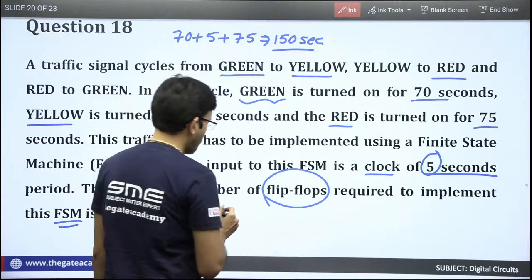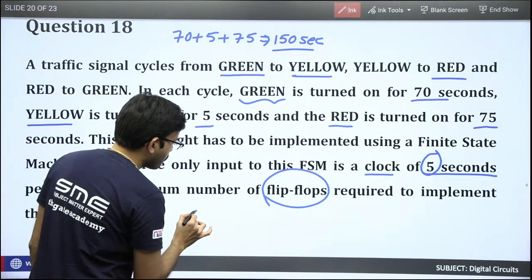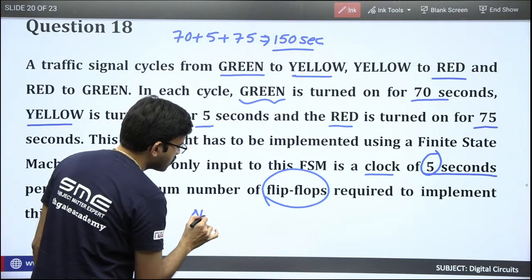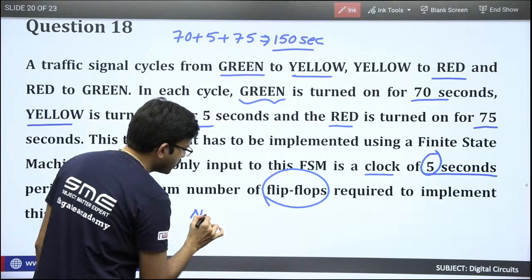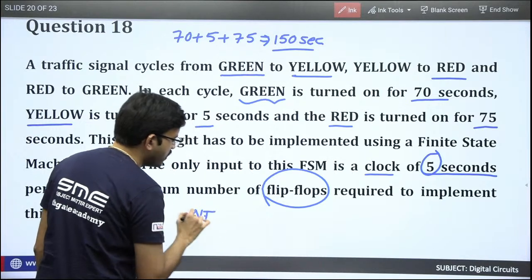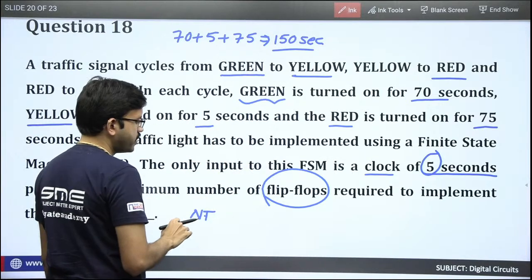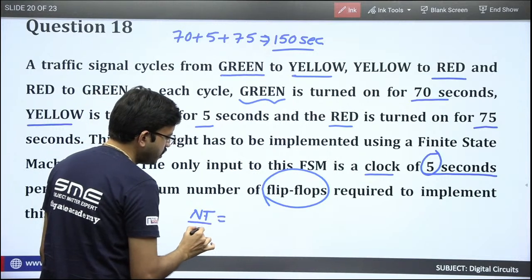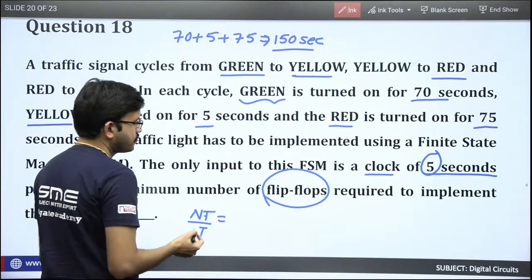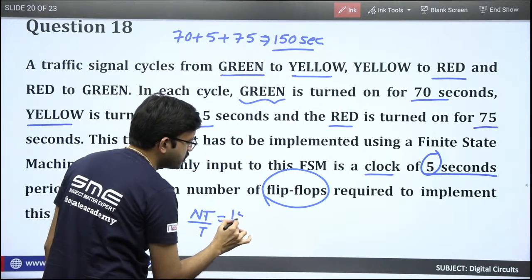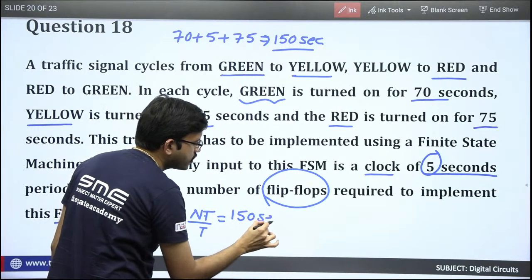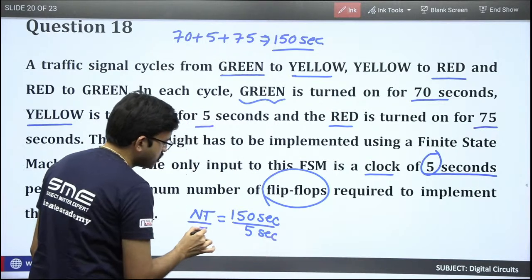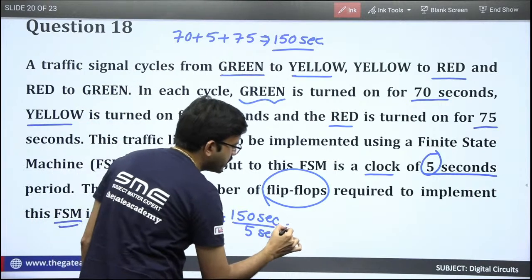So here, if you want, I can represent it like this. For completing one overall cycle, N times T, divided by the time period of the clock signal. Here you are getting 150 seconds and the time period of the clock signal is 5 seconds. So if you do the cancellation, you will get N value as 30.